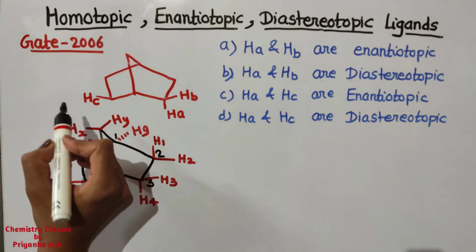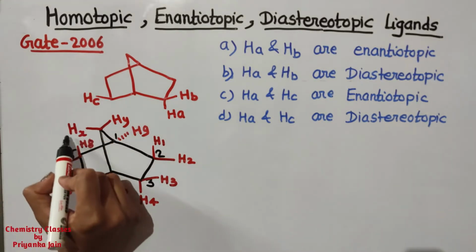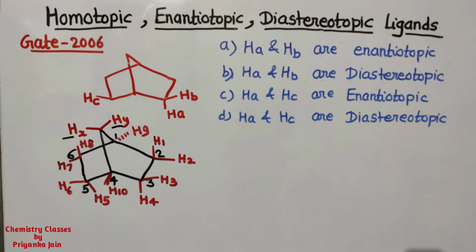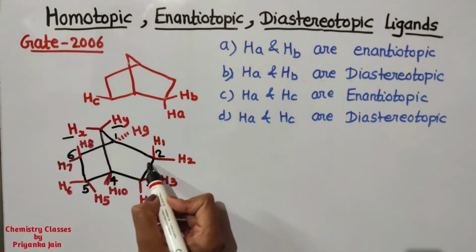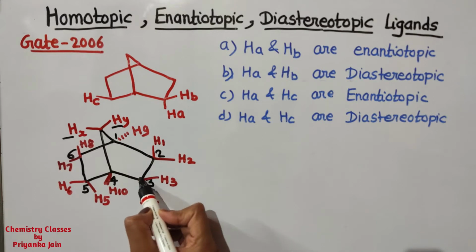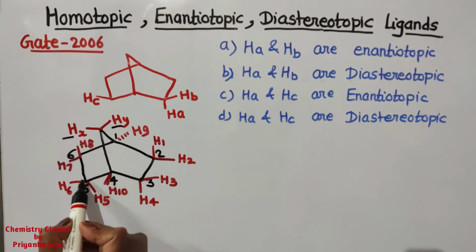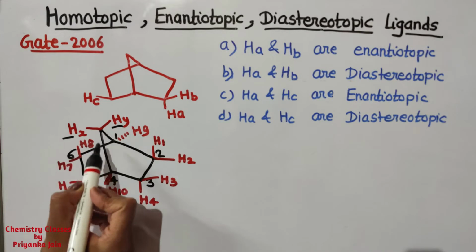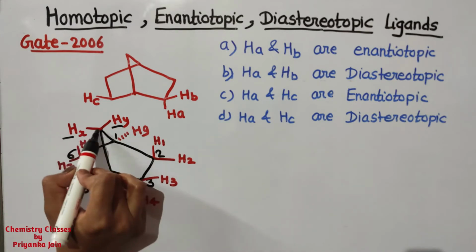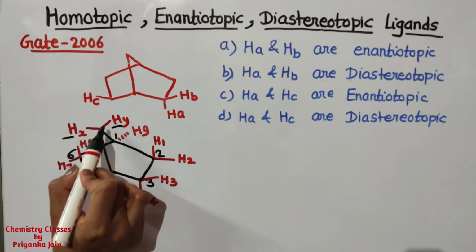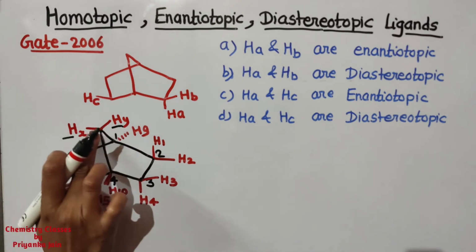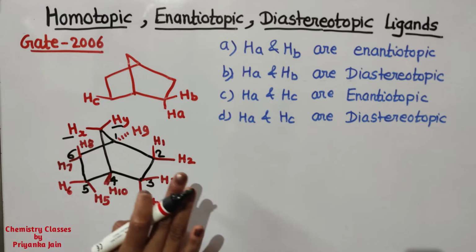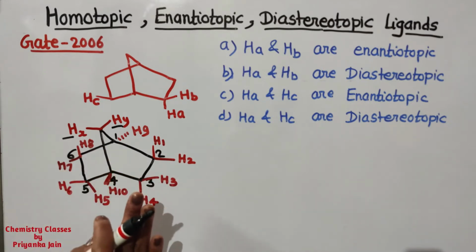See here, in this molecule, these two hydrogen atoms are attached to the one-carbon bridge. This is a 2-carbon bridge, these are 2 carbon atoms, and this is also a 2-carbon bridge, and this is a 1-carbon bridge. At the 1-carbon atom, these two hydrogens are attached. Since these two hydrogens are attached to the same carbon atom, they are not constitutionally heterotopic.